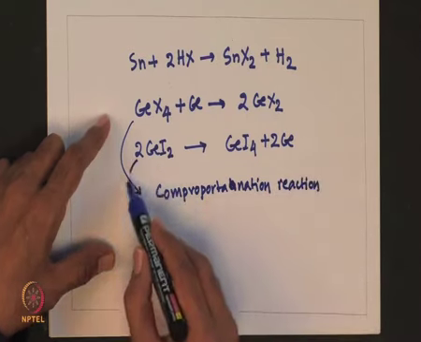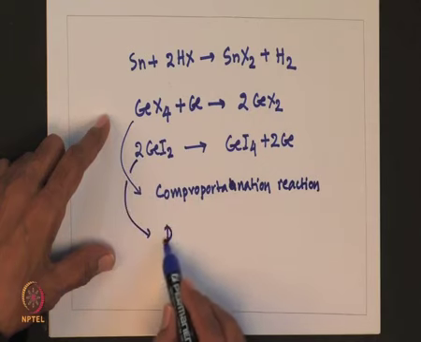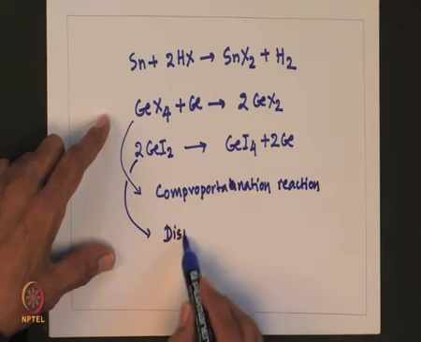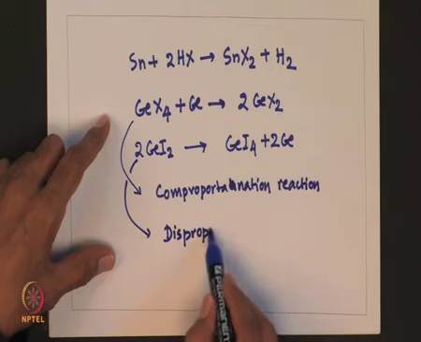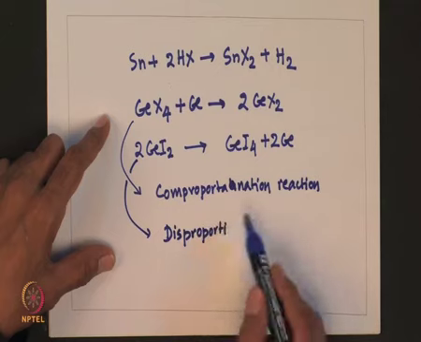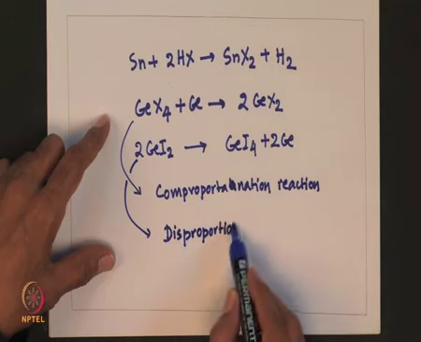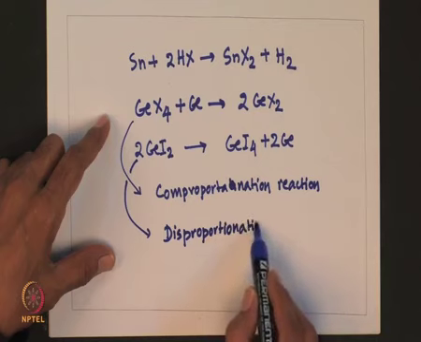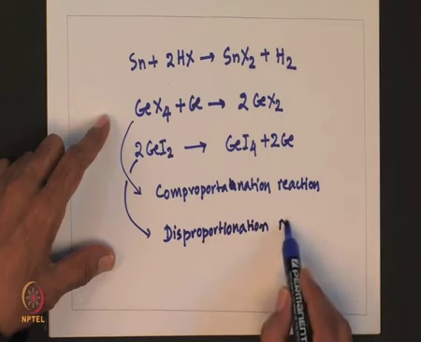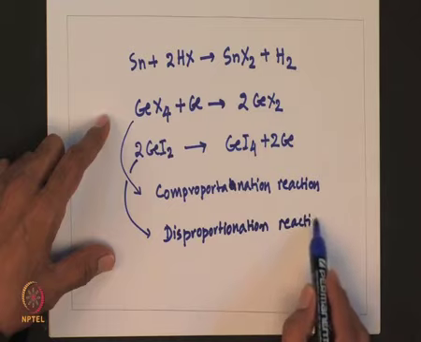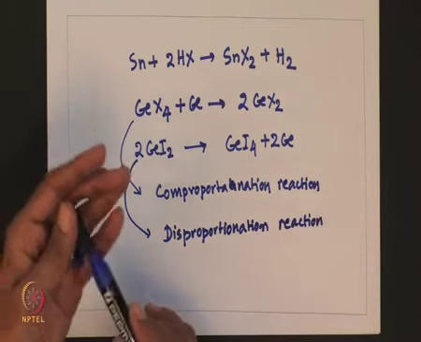And whereas this one is called disproportionation. That means, using either disproportionation reaction or comproportionation reaction, we can interconvert divalent halides into tetravalent halides or vice versa.